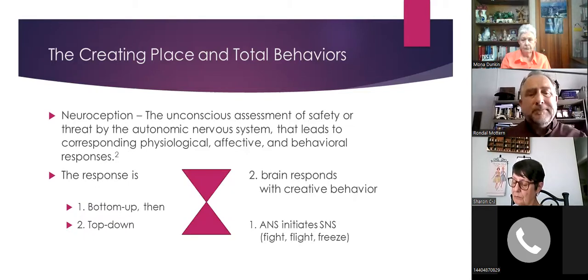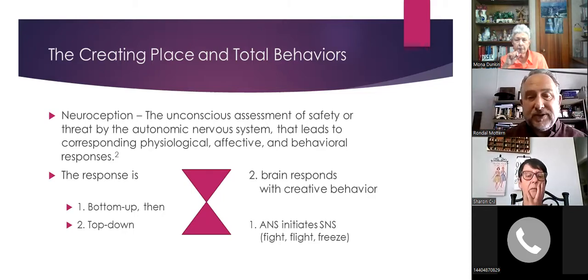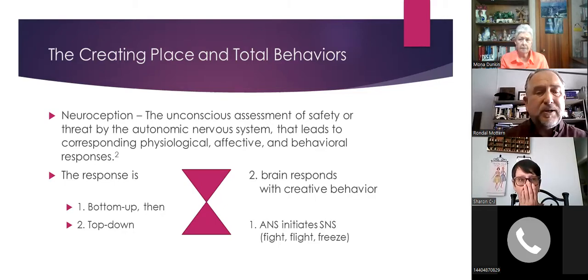So, when we look at the creating place and these total behaviors, this concept of neuroception comes up, okay? Now, neuroception is an unconscious assessment. Once again, the brain is always scanning. It's an assessment of safety or threat by the autonomic nervous system. And that leads to corresponding changes in the entire total behavior, right? Physiological, affective, behavioral, and cognitive responses as well.